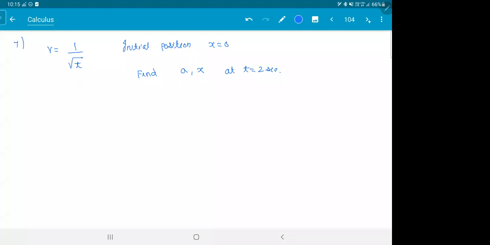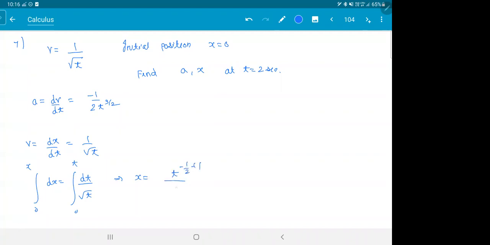Same thing what we did previously. What is the acceleration? dv by dt. How much is that? That is t power minus half. What is v? dx by dt, 1 by root t. So dx is dt by root t. Integrate 0 to x and 0 to t. That will be t power minus half, so t power minus half plus 1 by minus half plus 1. Don't get confused between the formulas. You have to be careful there. So that is 2 root t.